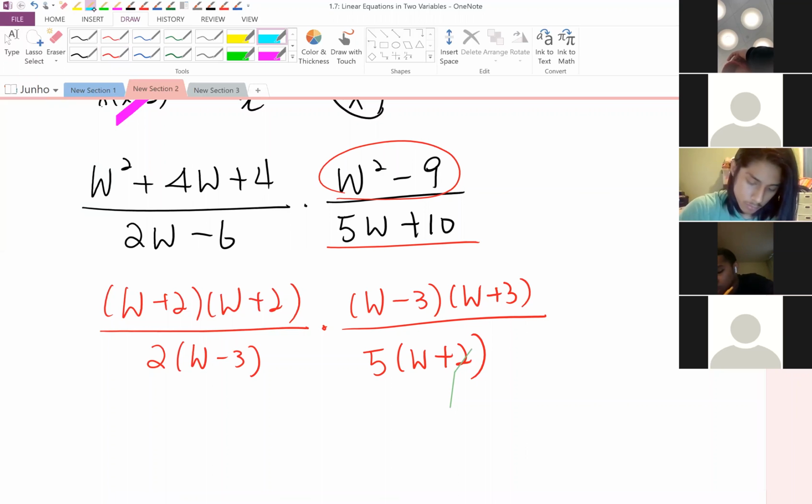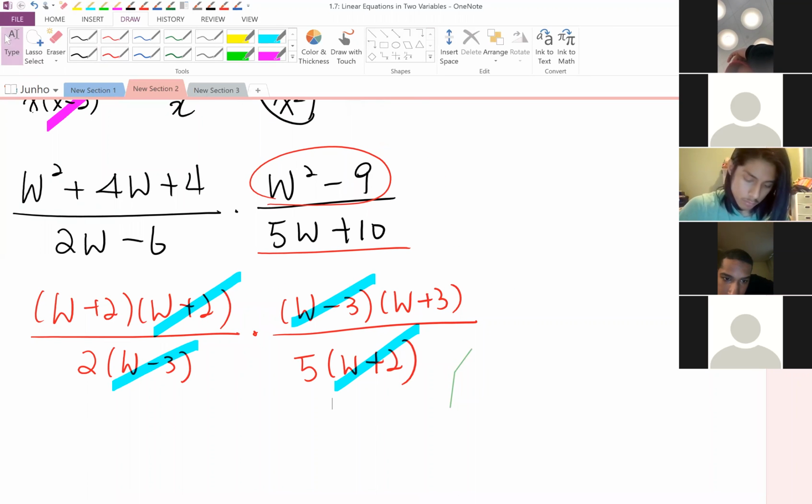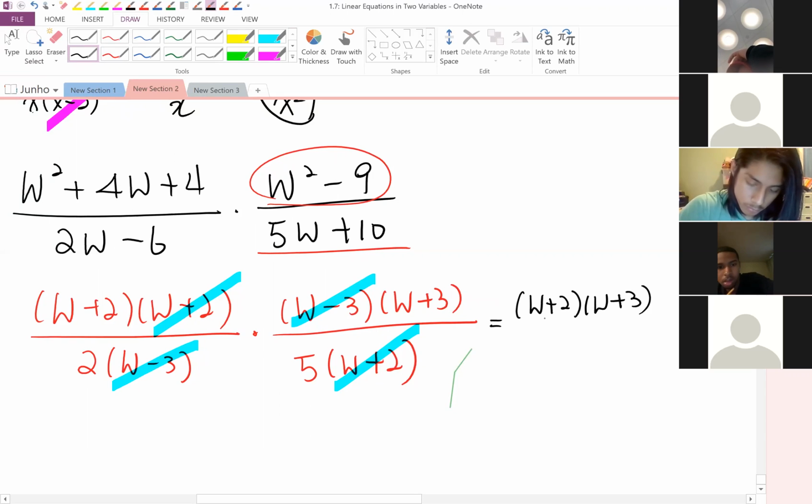Then you see a common factor between the numerator portion and the denominator portion? Yeah, cancel out w minus 3. And w plus 2. Anything else? No. Then we just simplify and the answer becomes w plus 2, w plus 3 over 10. I think that's the final answer.